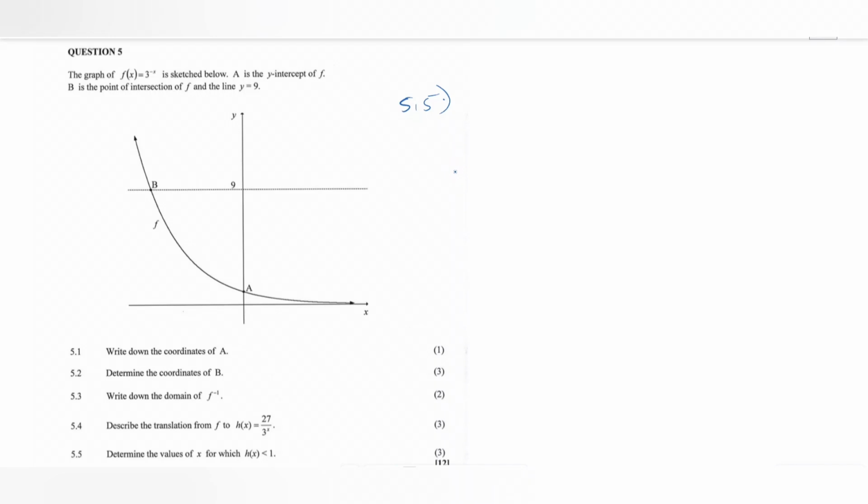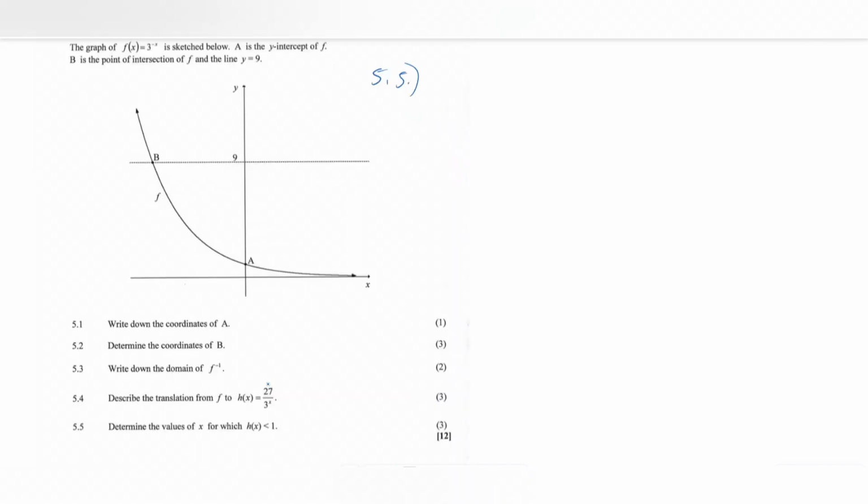5.5. Determine the values of x for which h of x is less than 1. This is our h of x, but we have simplified it to 3 power minus x plus 3. Then it's less than 1. So that is going to be 3 raised to the power minus x plus 3 is less than 1. This is an exponential inequality, so we need to make the bases the same. So our 1 is going to be 3 power 0, because we know any number raised to the power 0, except 0, is equal to 1. Then bases are the same now, so minus x plus 3 is less than 0, like that.